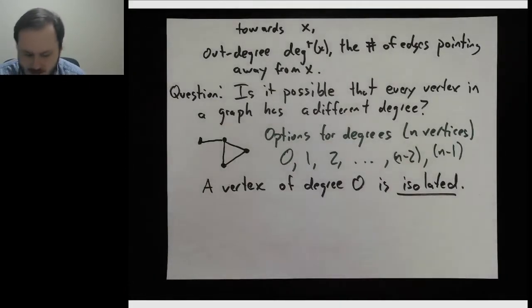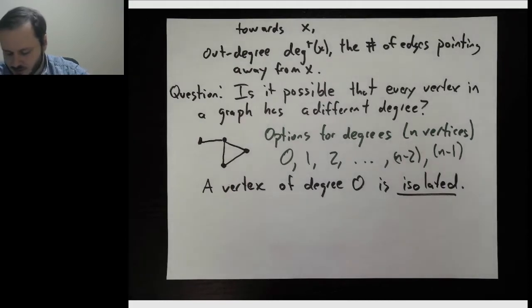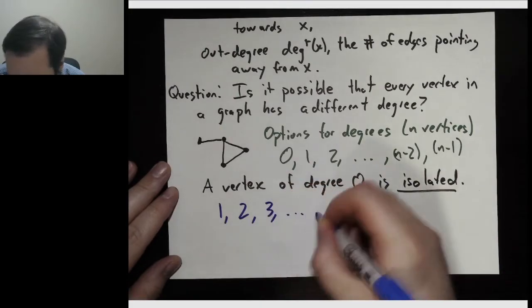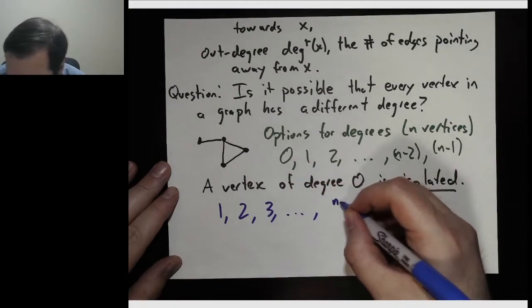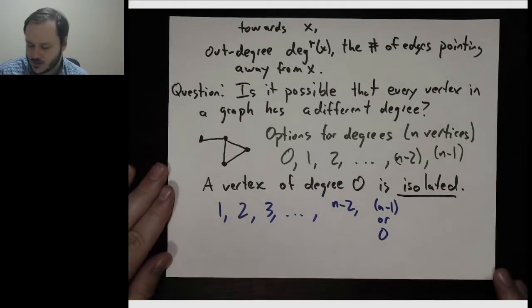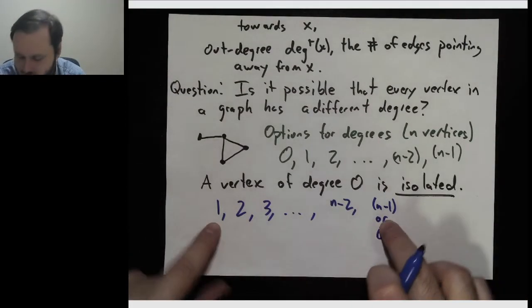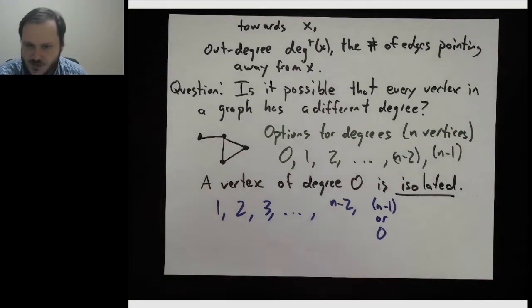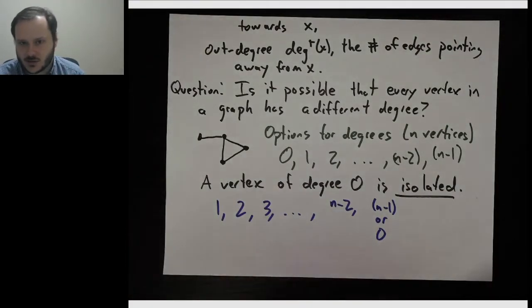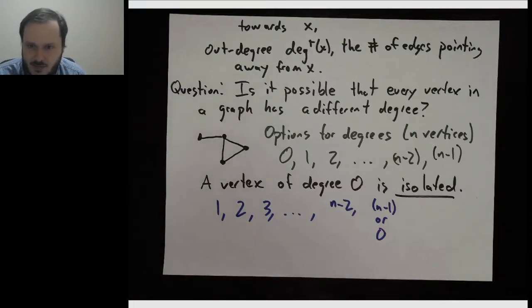Which means if we line up all of our different options, we could have 1, 2, 3, and so on, up to n minus 2, and then we can either have n minus 1 or 0, but not both. So now I have n minus 1 different categories and n different vertices. Some category has to have at least 2 vertices in it. I can't spread my vertices out so that they're all in a different category. So is it possible that every vertex in a graph has a different degree? No, not possible.